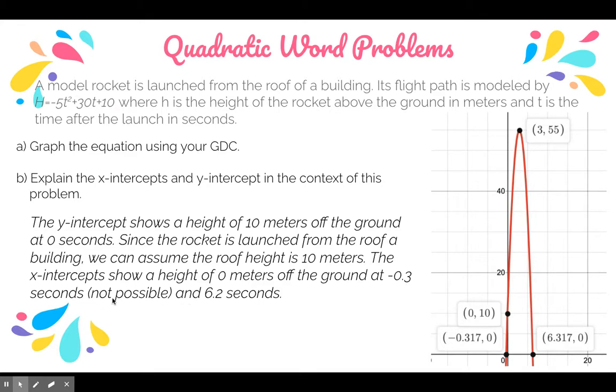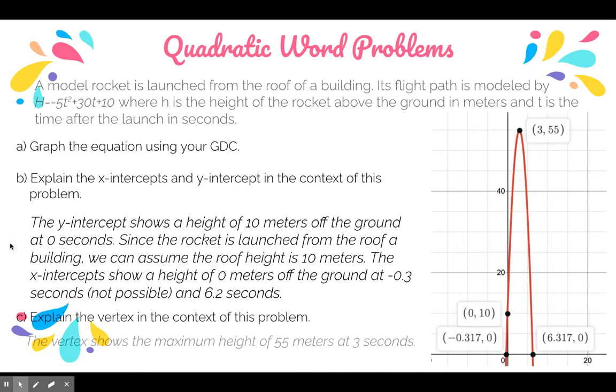The negative is not possible, since you can't have a negative time, so you just look at the positive time. The y-intercept shows that the height is 10 meters off the ground at 0 seconds. Since the rocket is launched from the roof, we can assume that that is the height of the roof. It's at 10 meters.